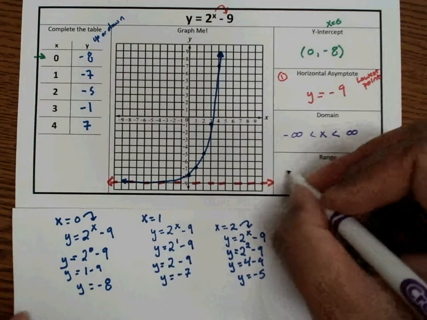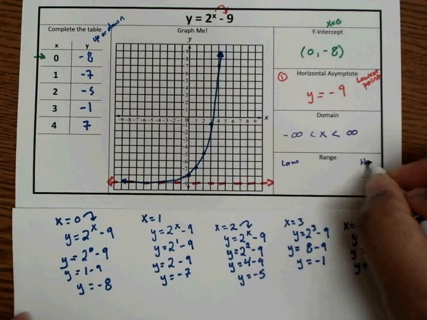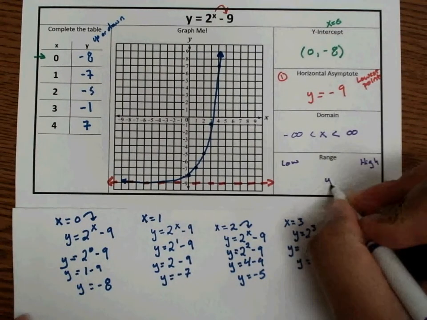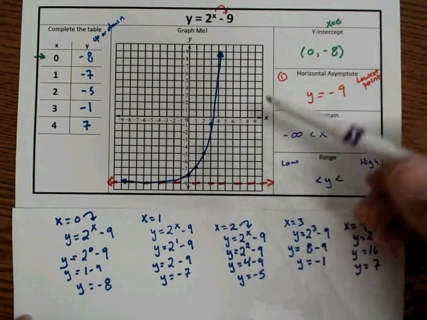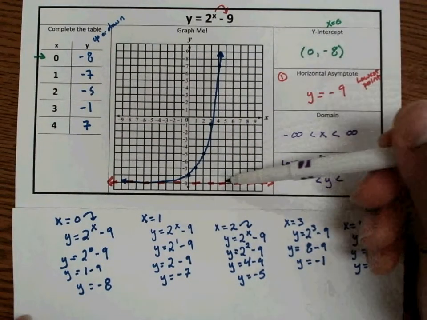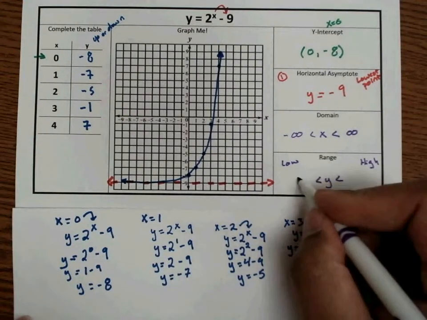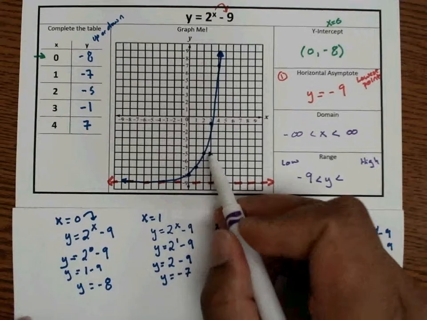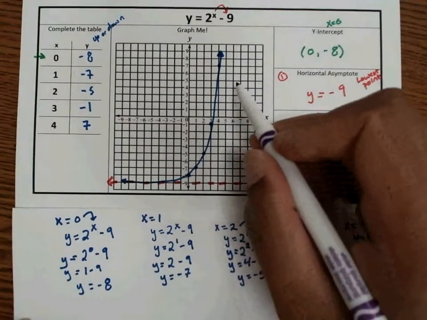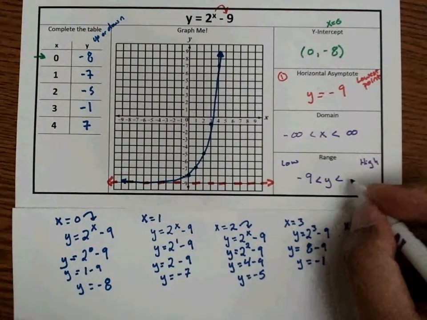And then our range is always the lowest and the highest. Our ranges are y, and we know it's going to be less than, less than. So the lowest point that this graph can go on the y is our horizontal asymptote, because that's the lowest point. So I'm going to put -9. And then the highest point is really easy to see, because we can tell that it's going to keep on going up and up and up forever. So it's going to be infinity.